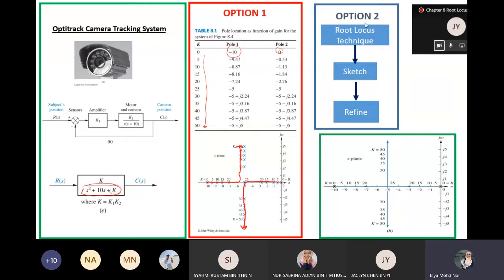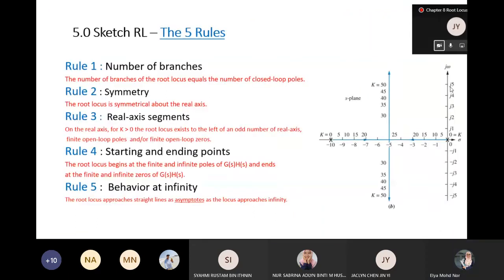So the root locus techniques can also arrive to this root locus. Okay. Except that there is a technique for it. Okay. So in whatever way, we can do option 1 or we can do option 2. But for this chapter 8, we learn the technique, the smarter way to do it. Okay, so less mathematical computation. Okay. So what are the 5 rules of the root locus techniques? This one we have covered yesterday.